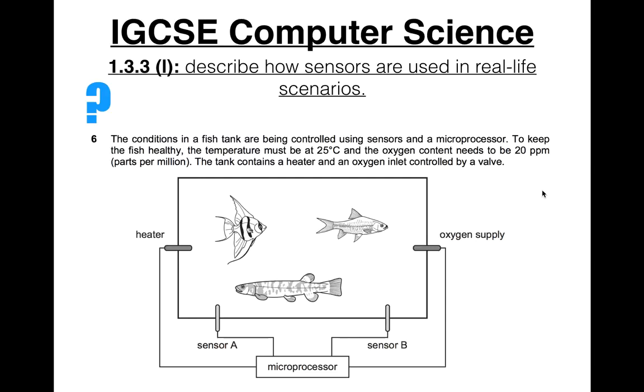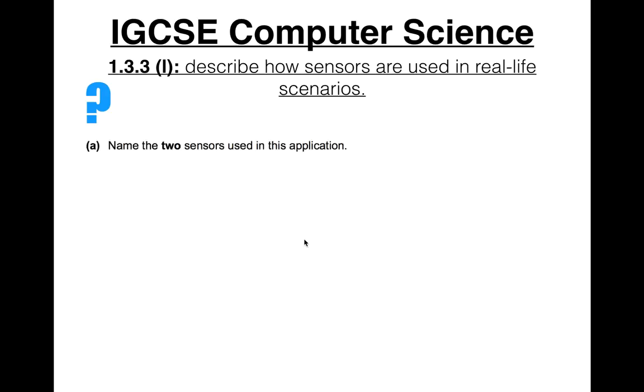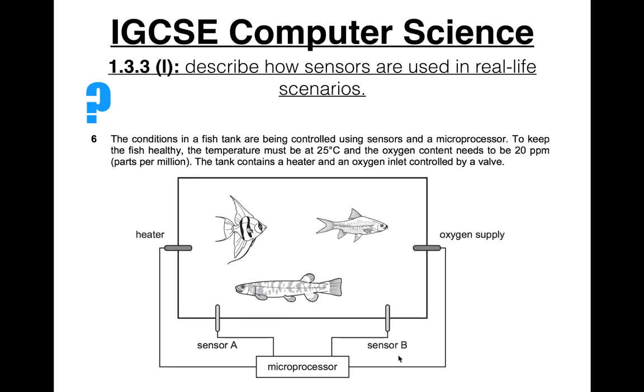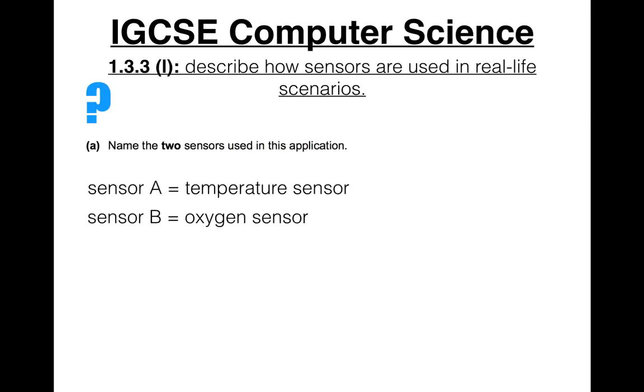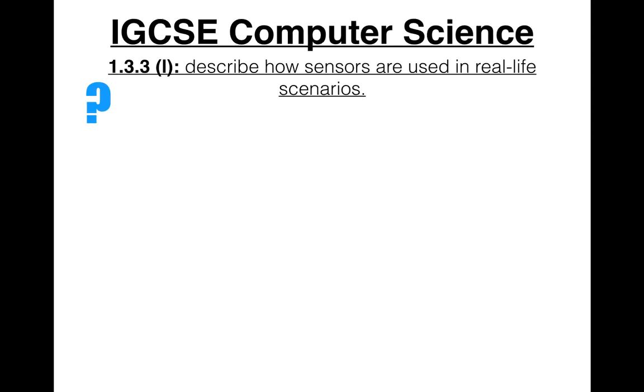Now, there are actually two questions where I found this. There's question A, name the two sensors used. We could see here, sensor A and B. Well, we've got a heater and an oxygen supply, so obviously sensor A will be a temperature sensor, and sensor B will be an oxygen sensor. Now, I think that can give you a mark if you say gas sensor. I don't think that matters, but still, sort of gas oxygen sensor.